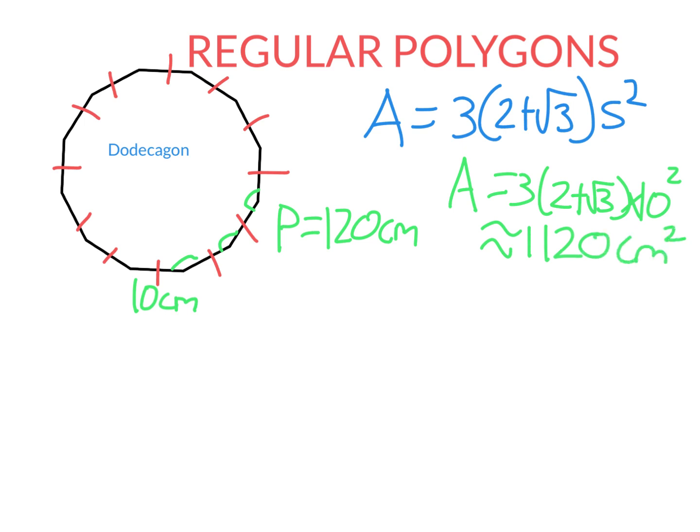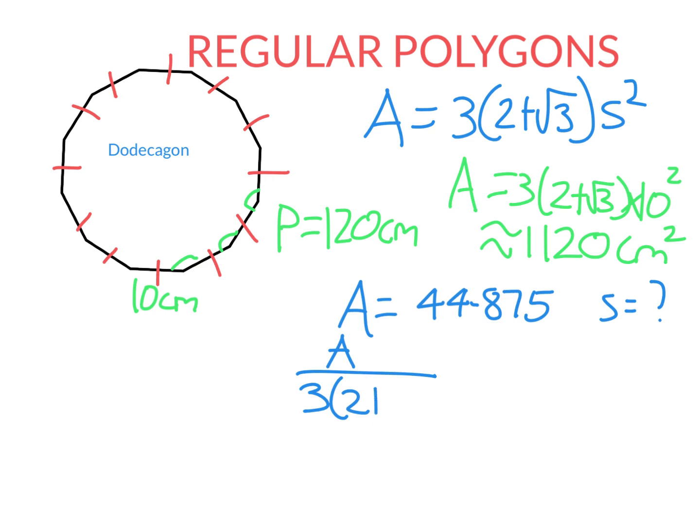Alright, let's now look at going the other way. So this time I'm telling you the area is 44.875 centimeters squared, and we're going to find the side length. So we can easily rearrange this formula so S is the subject. Now it may look complicated, but it's actually simple. See, 3 outside of 2 plus root 3 is just a number. It's probably around 11.2 or something like that. It's just a number. So we can get S squared by itself by dividing. So I'm just going to divide A by 3 outside of 2 plus root 3. That'll give me S squared.